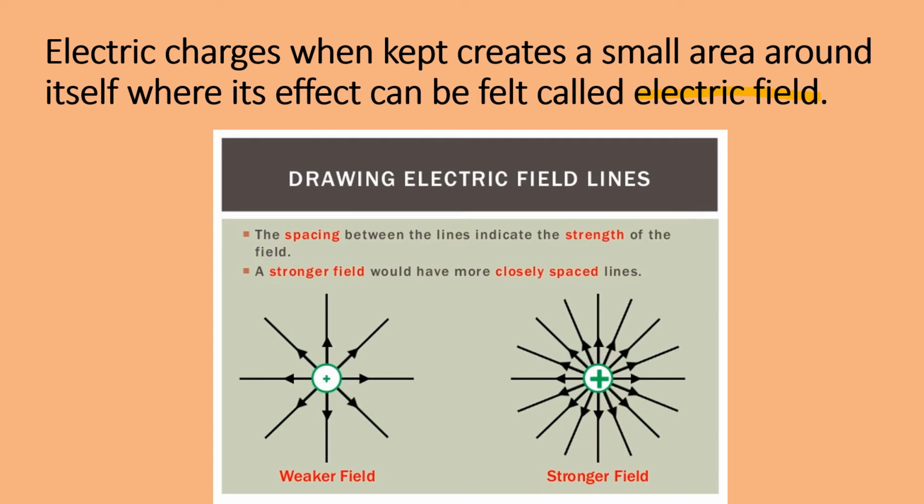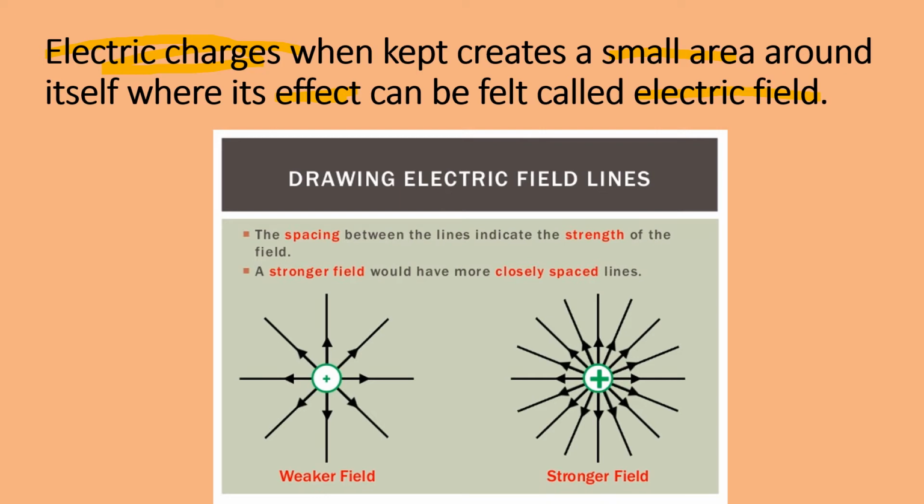So now I'm going to tell you what an electric field is. When electric charges are kept together, they create a small area around them where the effect of the charge can be felt, and this effect is called an electric field.